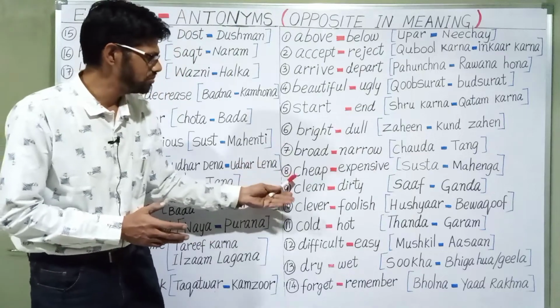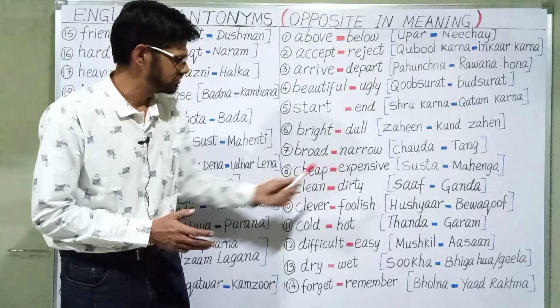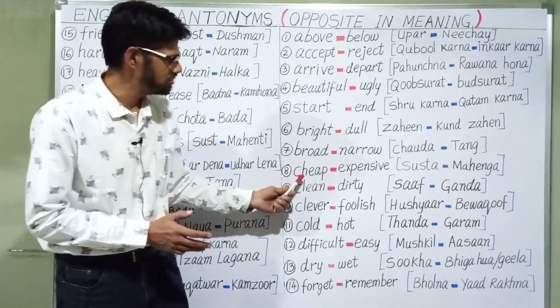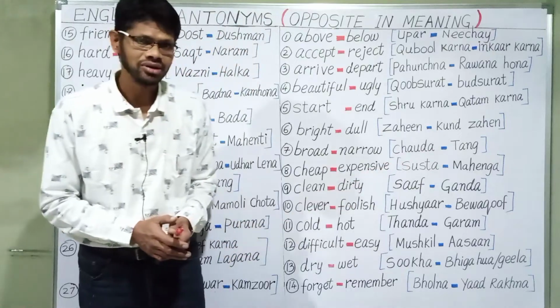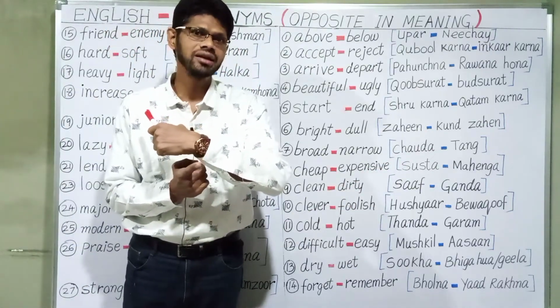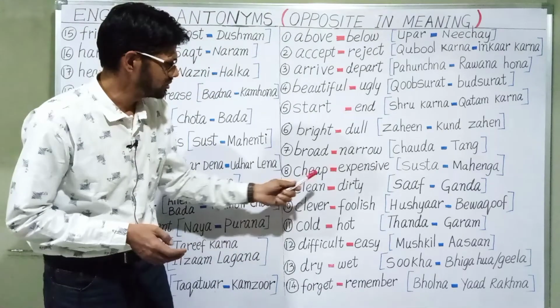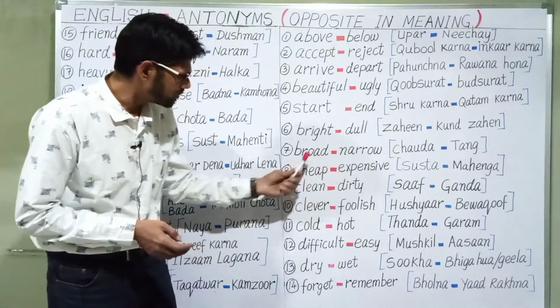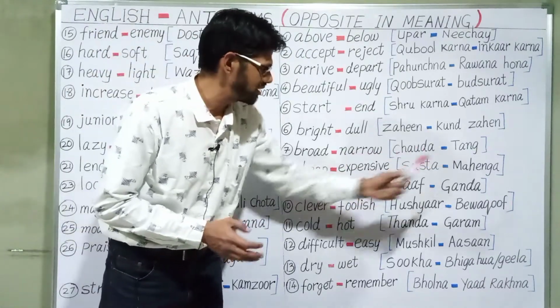Next one, cheap and expensive. What is the opposite of cheap? Expensive. Cheap means sasta and expensive means महंगा. My wristwatch is very expensive. So this is expensive. Opposite of expensive, cheap. Cheap means sasta. Expensive means महंगा.